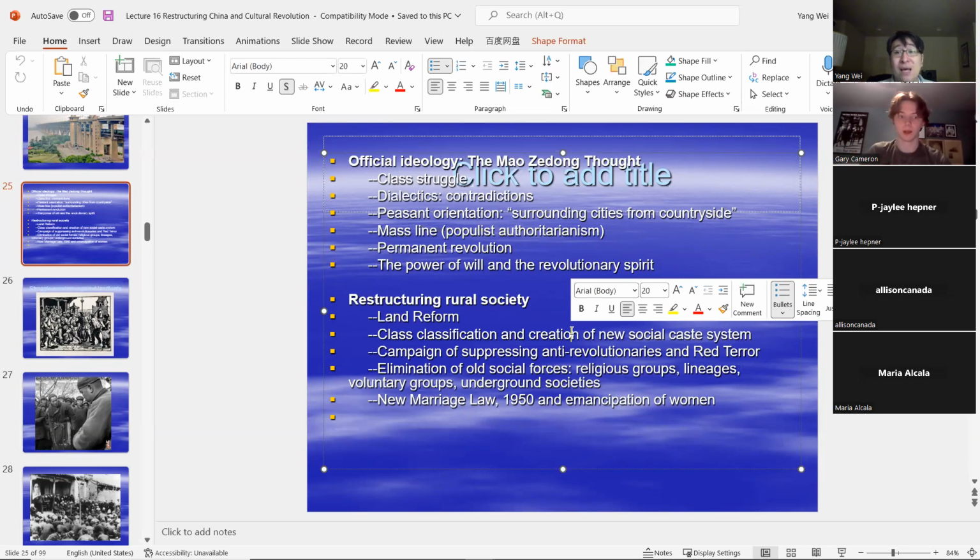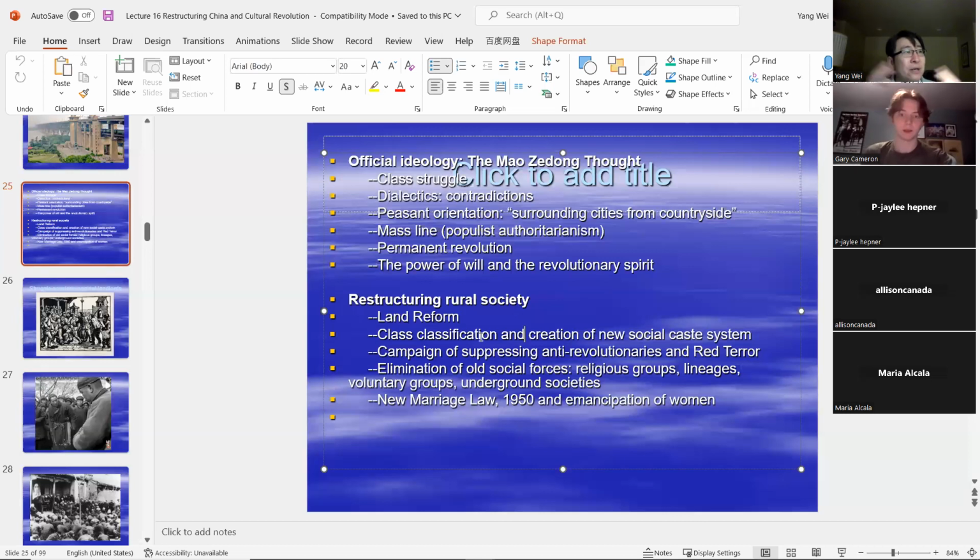So it's a very bloody movement to consolidate the party's rule in China. And then the land was taken away. And then later, in 1957, this is Mao's idea, Mao organized all the Chinese population, I mean, the rural population, into the so-called People's Commune.